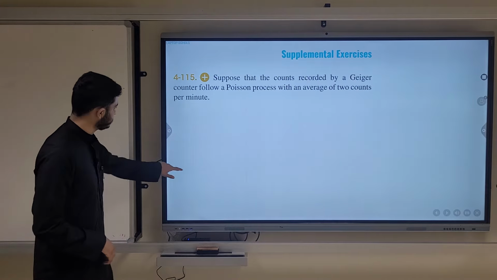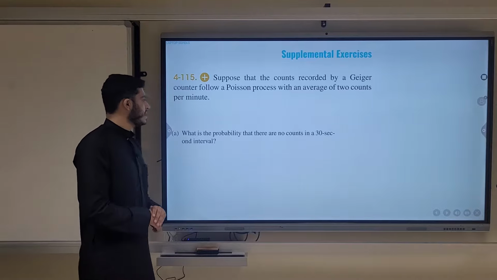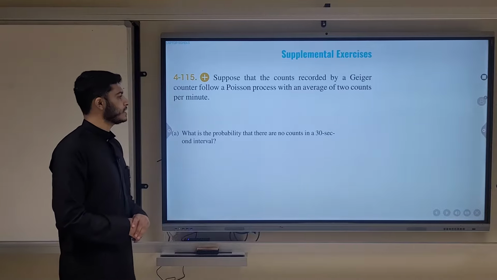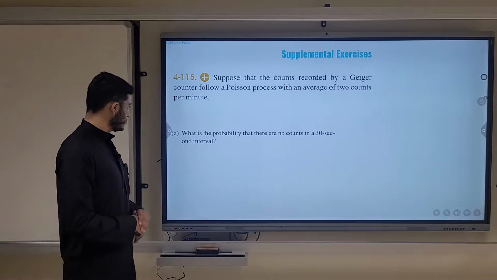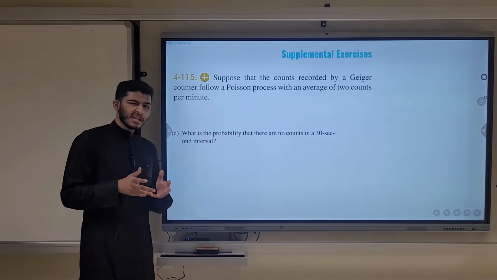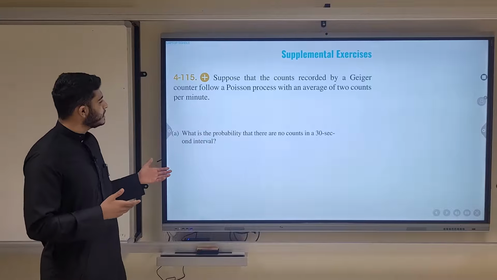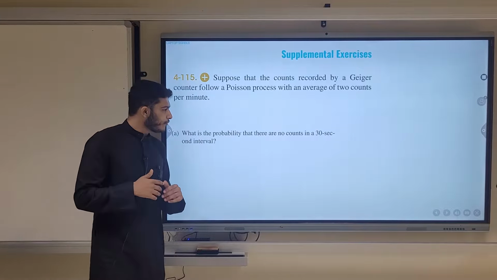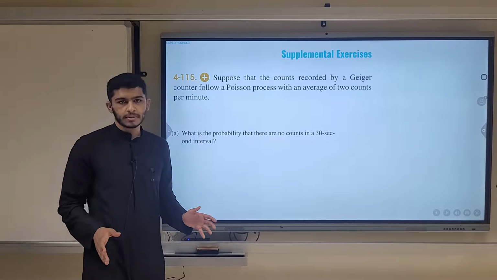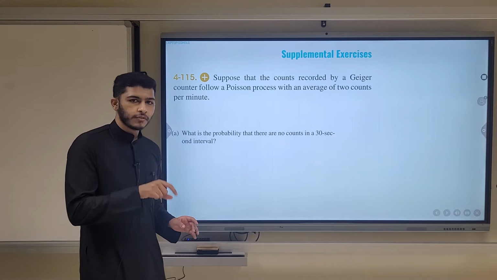Next part of the question. What's the probability that there are no counts in a 30-second interval? In another way, what I can say, what's the probability that we get our first count after 30 seconds? Both are the same way of saying the question.